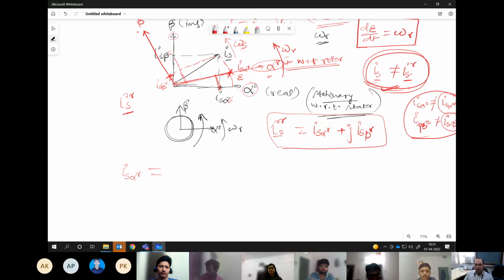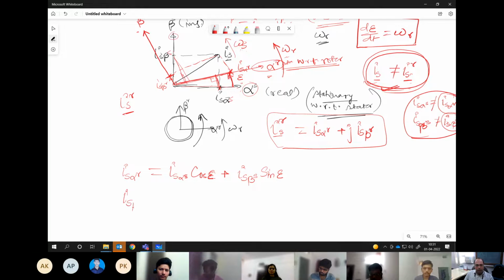Yes, sir. Correct? So now, this angle we know is epsilon. So what will be this component for IS alpha S? This is perpendicular, right? Yes, sir. Cos epsilon. IS alpha S cos epsilon. And plus we have the projection from the beta also. So what is that? Sin epsilon. IS beta S sin epsilon.